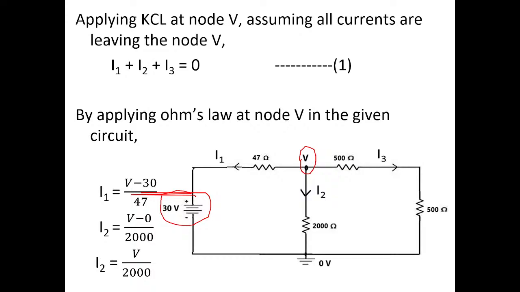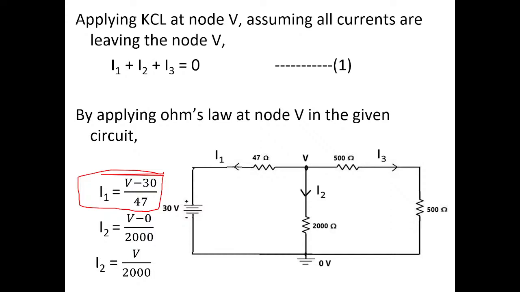So what is I1? I1 is V minus 30 by 47. If anyone is unable to follow or understand, you just ask. Mention it in the chat box so that I will reply. Okay, so this is I1.